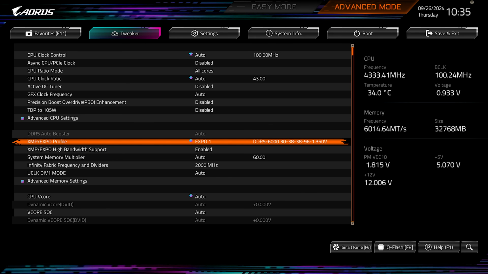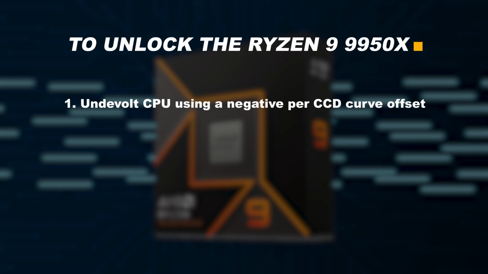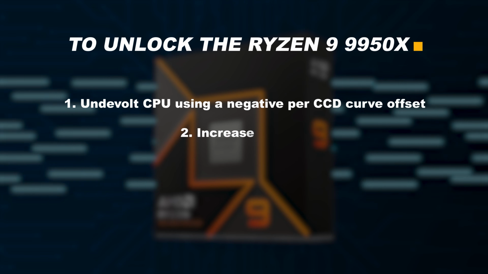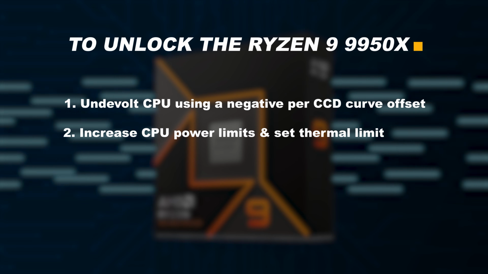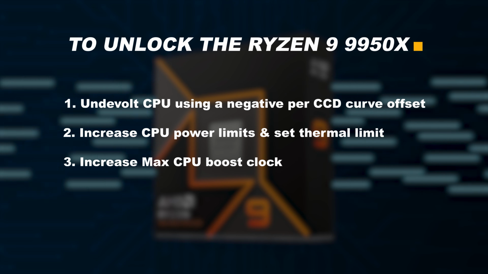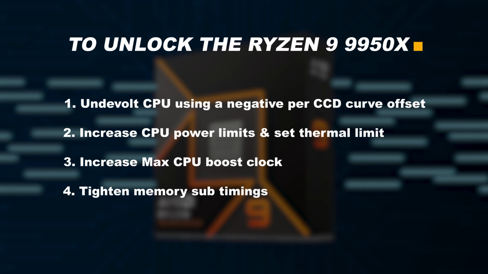So in summary, the BIOS tweaks that I recommend making to extract max performance from your 9950X, in addition to turning Expo on, are: 1. Undervolt the CPU using a negative per CCD curve offset. 2. Increase the CPU power limits and set a thermal limit. 3. Increase the max CPU boost clock. And 4. Tighten the memory subtimings.